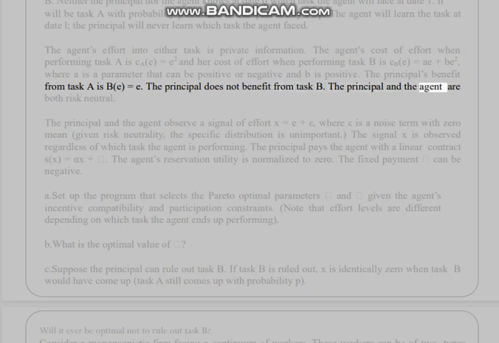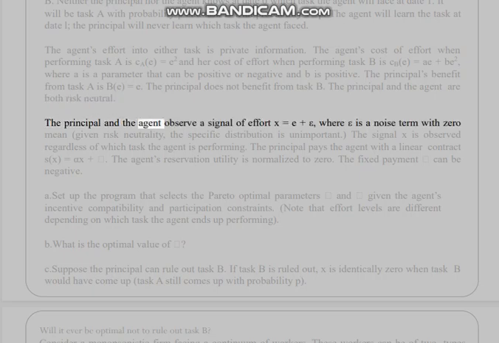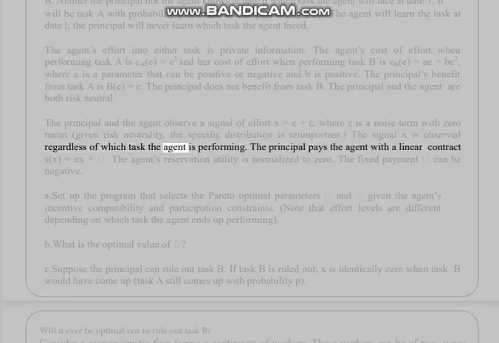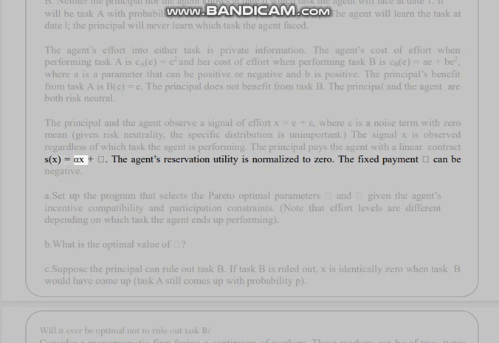The principal and the agent are both risk neutral. They observe a signal of effort x equal to e plus epsilon, where epsilon is a noise term with zero mean. Given risk neutrality, the specific distribution is unimportant. The signal x is observed regardless of which task the agent is performing. The principal pays the agent with a linear contract s(x) equal to alpha x plus beta. The agent's reservation utility is normalized to 0. The fixed payment can be negative.